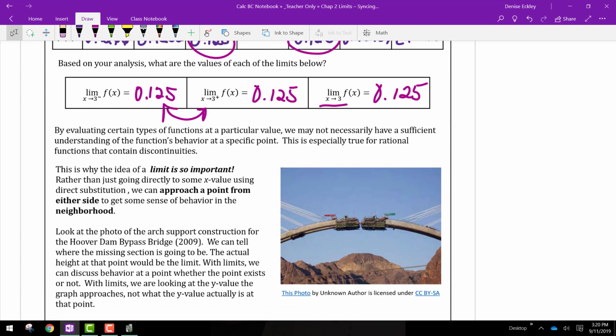So if we evaluate certain types of functions at a particular value, it may not necessarily give a sufficient understanding of the behavior at a point.